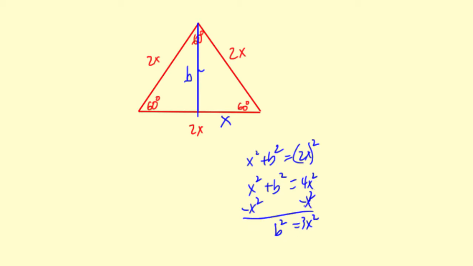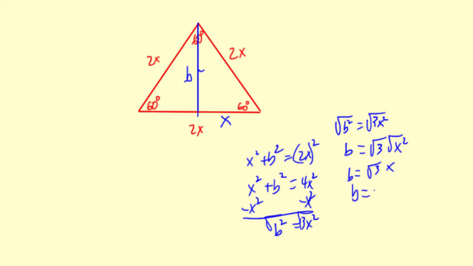So now I'm going to take the square root of both sides. So the square root of b squared equals the square root of 3x squared. So the square root of b squared is simply b, and the square root of 3x squared, well, I'm going to distribute, so it's the square root of 3 times the square root of x squared. So b equals the square root of 3 times the square root of x squared, which is x. So b equals x square roots of 3.